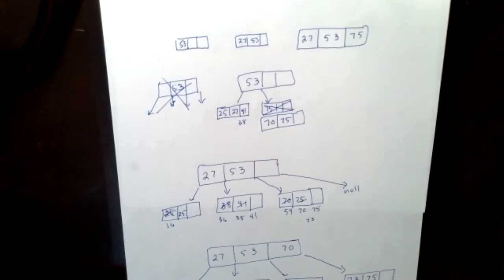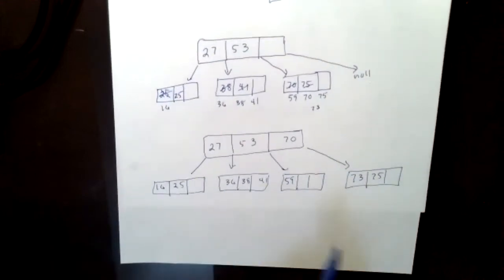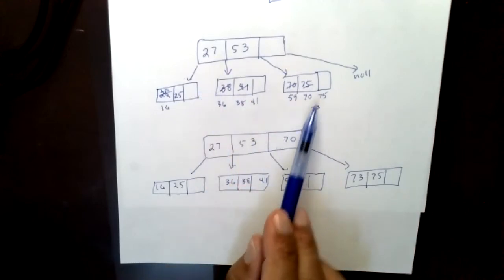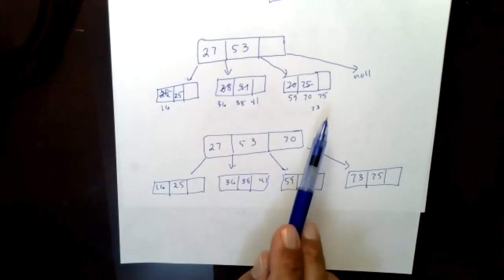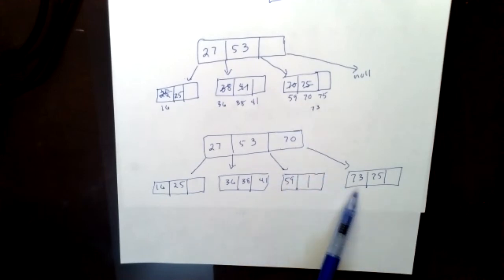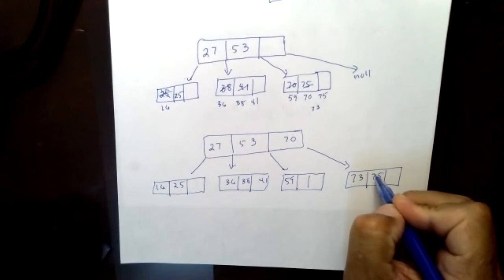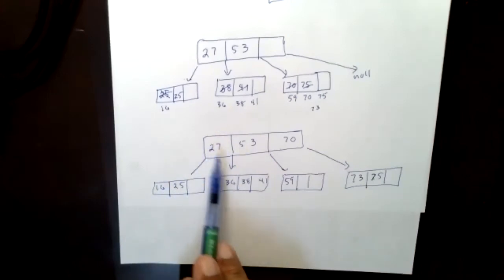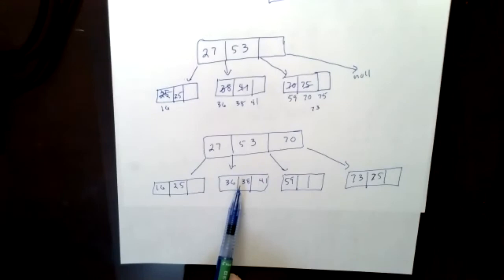Now, what happens, say, if I put a number in like, oh, I'm sorry, you can't see it. My apologies. So when I did this, 70 went up. To the left of 70 was a 59. To the right of 70 was a 73 and a 75. So if I now get a number less than 27, it'll go here. Between these two, it'll go here.